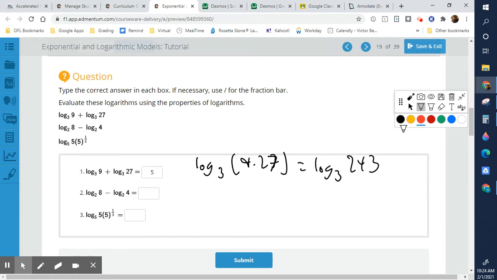So this one, I'm going to write this down as log base 2 of 8 divided by 4, because remember, the subtraction on this one means that we're dividing. So this is the same thing as log base 2 of 2, because 8 divided by 4 is 2. Oh, well, that's easy. That's just a 1. I didn't even have to use a calculator to solve that one.